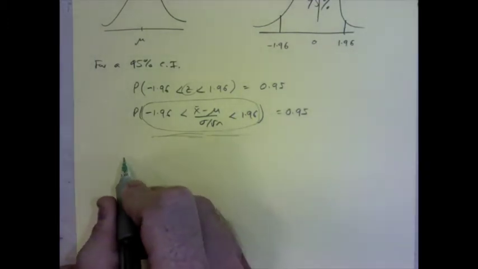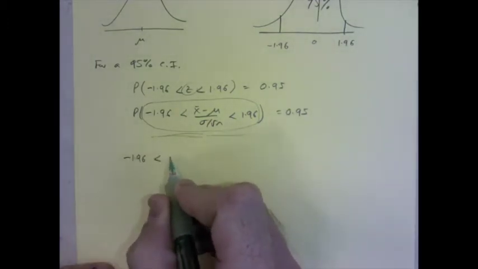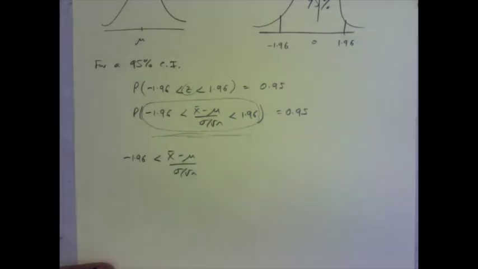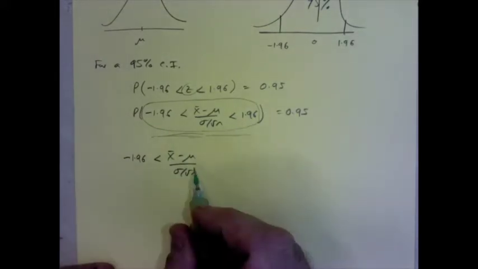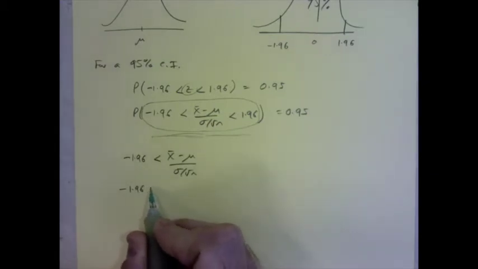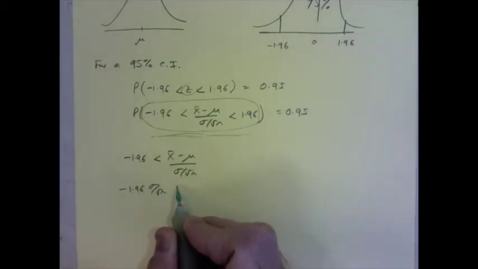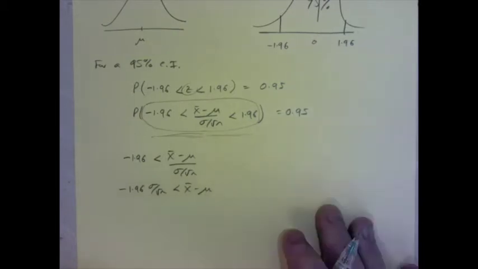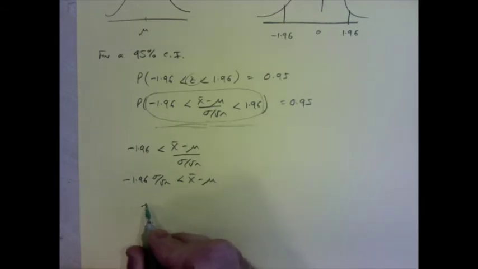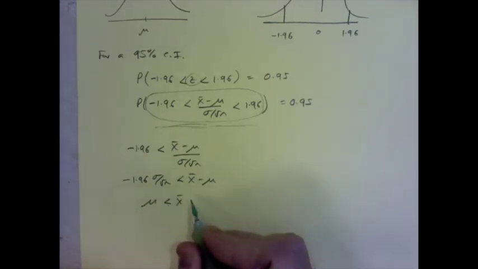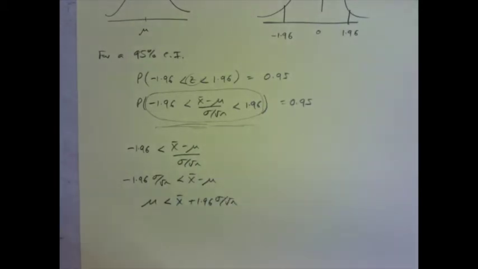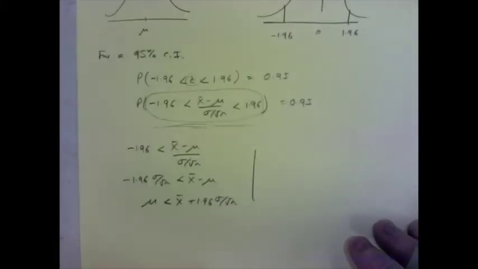So I'm going to take a look at minus 1.96 less than x bar minus mu upon sigma on root n. And I'm going to rearrange this to find mu. So I'm going to take the sigma on root n: minus 1.96 times sigma on root n is less than x bar minus mu. So that tells me that I'm going to take the mu over here and that over there. The mean is less than x bar plus 1.96 sigma on root n. Okay, so I'm happy with that statement.